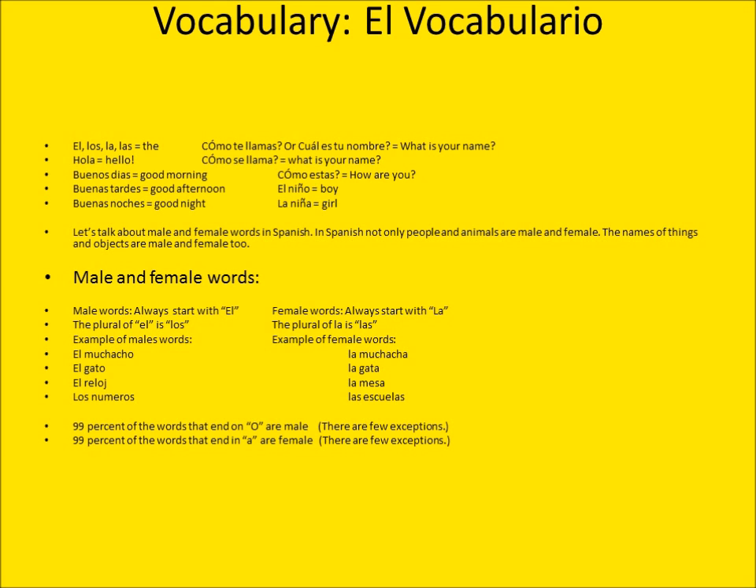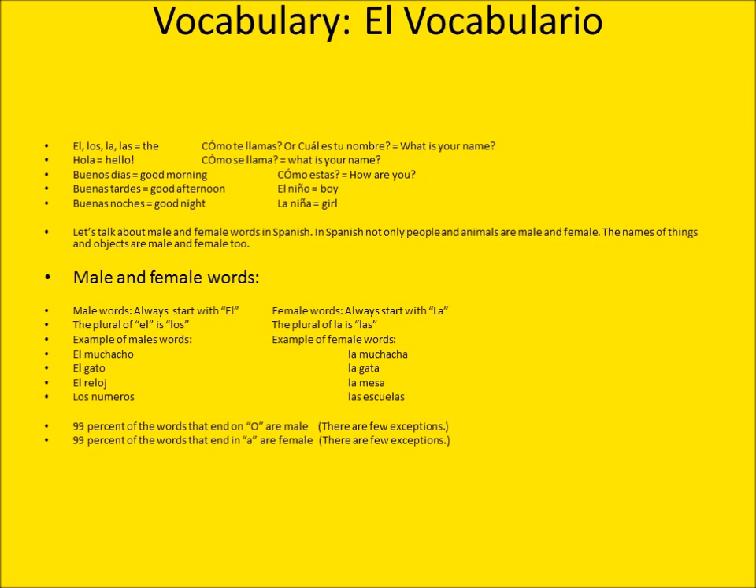Okay, now let's see the female words. They always start with la. The plural of la is las. Okay, so la and las are a sign of a female word. Let's see some examples. You have la muchacha, la gata, and here you have la mesa, that means table. It is a female word in Spanish.